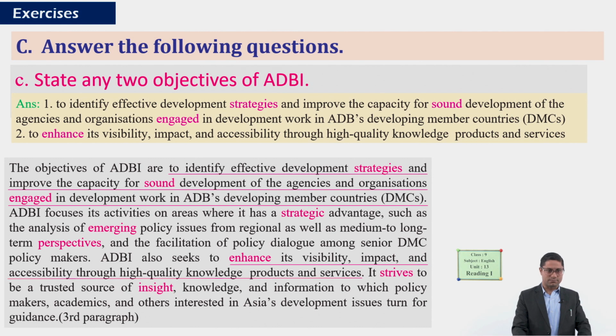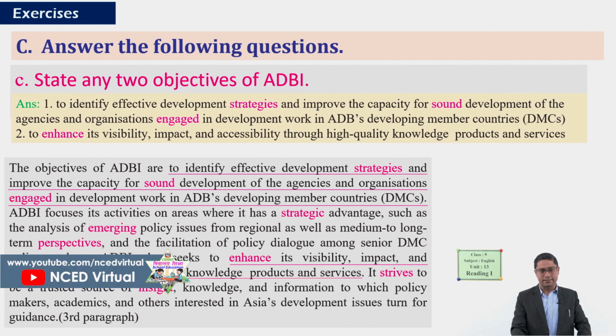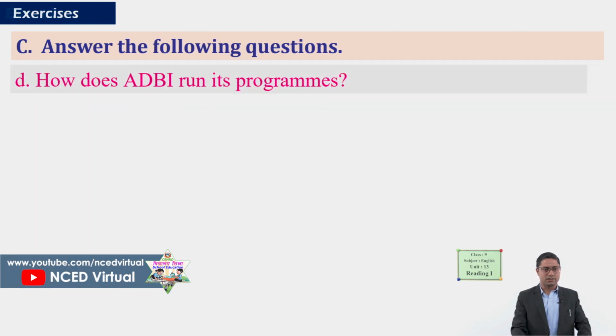There are 2 objectives: to identify effective development strategies and improve the capacity for sound development of the agencies and organizations engaged in development work in ADB's developing member countries, DMCs. This is one. Another, to enhance its visibility, impact and accessibility through high quality knowledge, product and services. These are the objectives. Now, number D.